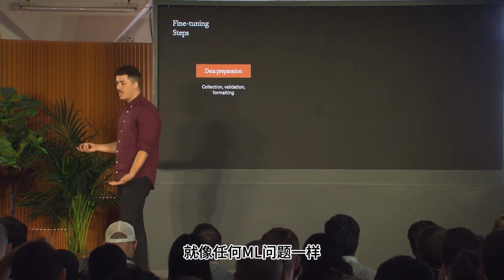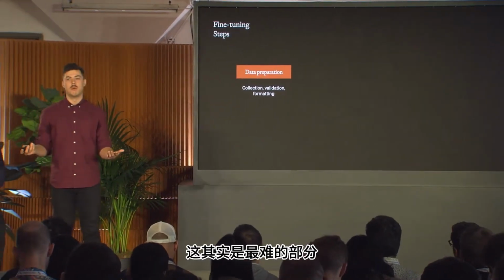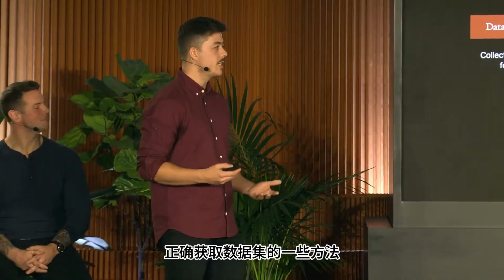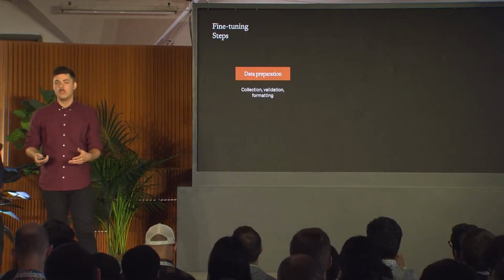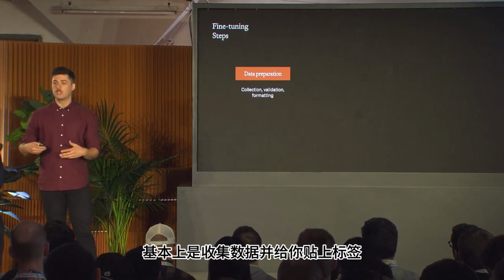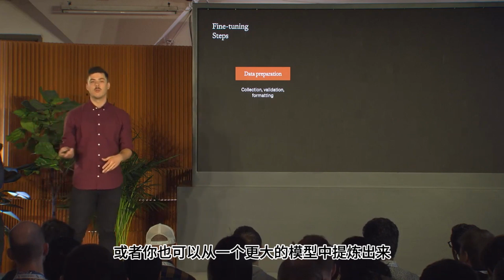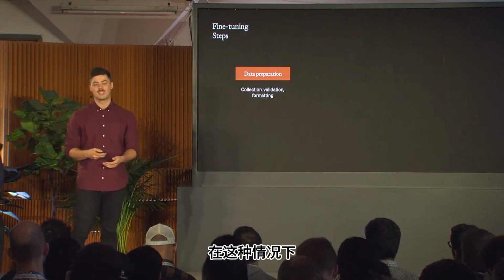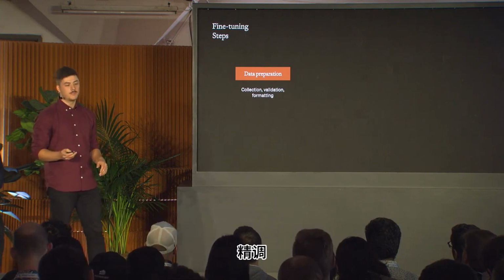So like any ML problem, the first step is you've got to get your data set, and like with most ML problems, this is actually the most difficult part. Some ways of getting a data set: you can download an open source data set, you can buy data on the private markets, you can pay human labelers to collect the data and label it for you, or you can often distill it from a larger model if the terms of service of that model support that specific use case. But some way, you essentially have to come up with a data set to fine-tune on.